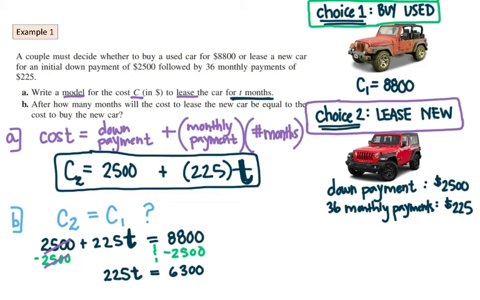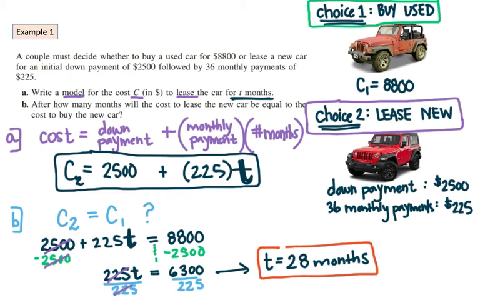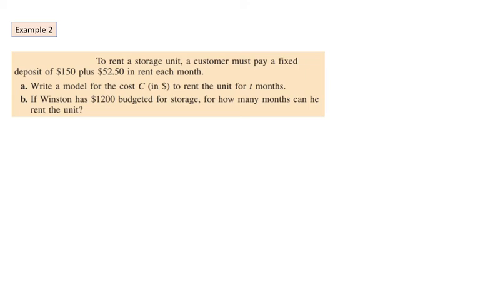Now for my last step, I want T to be isolated all alone. So if I want to remove 225 times T, I'll divide both sides by 225, and I will get a final answer as T equals 28 months. So after 28 months, each of those 2 choices would cost exactly the same, buying the used car or leasing the new car. Okay, here's another example.